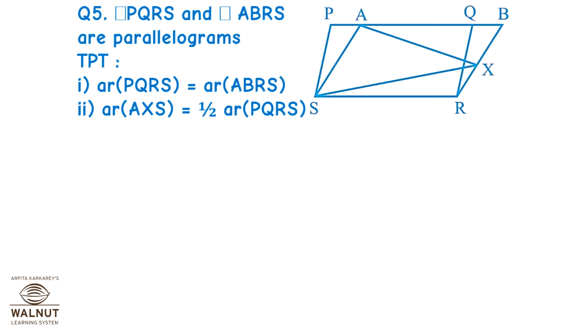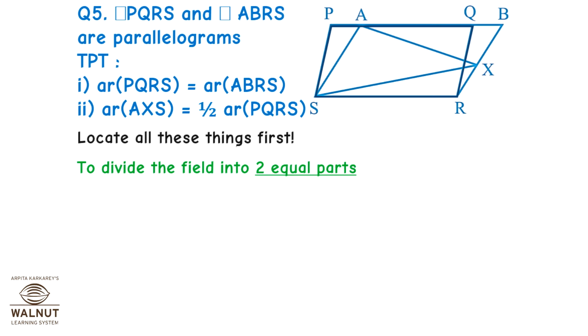Question 5. Quadrilateral PQRS and quadrilateral ABRS are parallelograms. To prove that 1. Area of PQRS is equal to area of ABRS. 2. Area of AXS is equal to half of area PQRS. Locate all these things first. To divide the field into two equal parts.